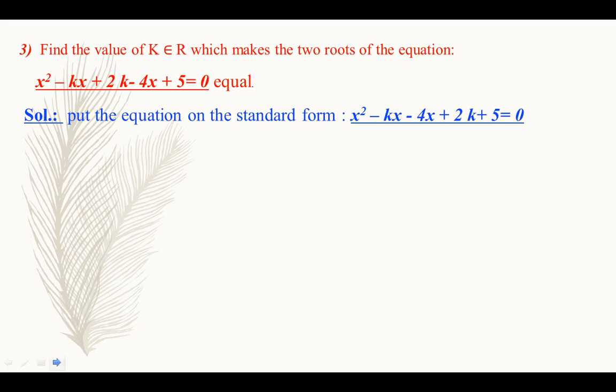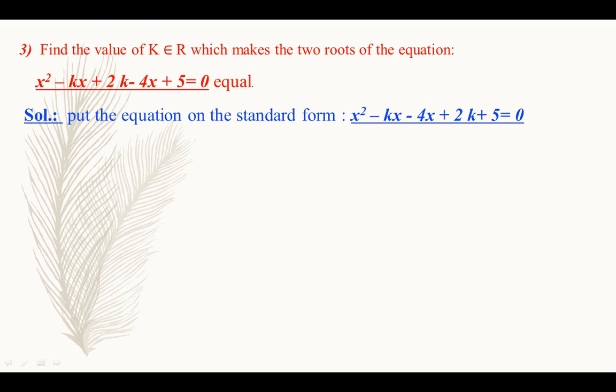Again, he wants to find the value of k. What is k? It is a number belonging to R which makes the two roots of the equation x squared minus kx plus 2k minus 4x plus 5 equal. First, since the two roots are equal, the discriminant must be equal to 0.